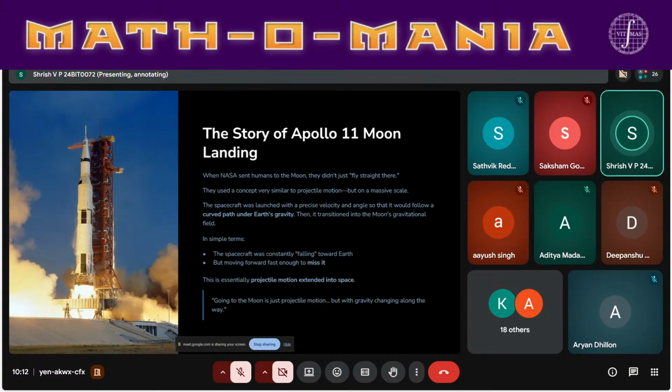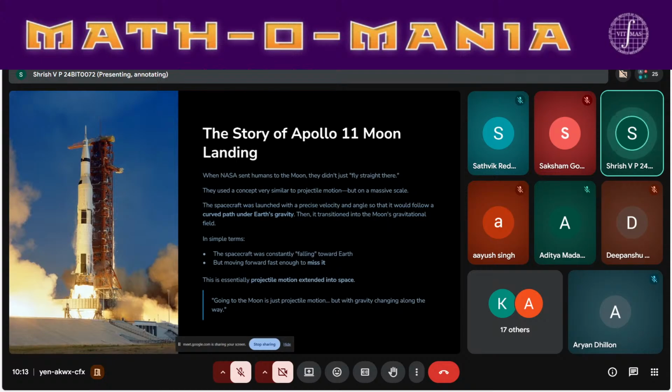Let me explain this in a simple way. When the spacecraft was launched from Earth, it was given a very precise velocity and direction. After the initial powered phase, when the engines are no longer continuously accelerating the spacecraft, it starts behaving like a projectile. At that point, the spacecraft is essentially falling towards Earth, but at the same time it is also moving forward with such high speed that it keeps missing the Earth. It falls downwards, but on such a small scale that it is not noticeable. The spacecraft is always falling but never hitting the ground, and this is exactly what an orbit is. An orbit is nothing but a projectile that keeps missing the Earth.